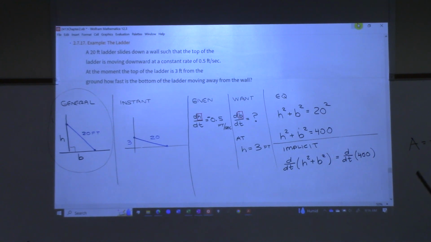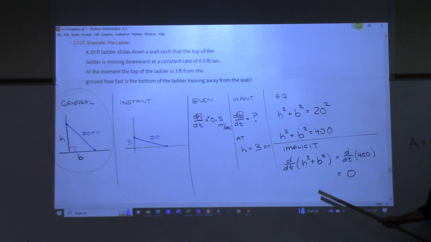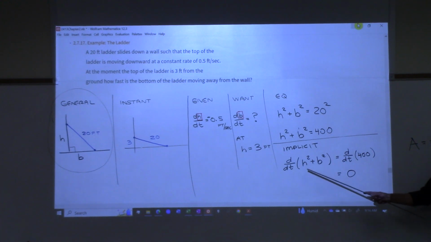Let's take the easier part, the right side. What's the derivative of a constant, regardless of what it's with respect to? 0 always, right? So the right side's 0. All right, on the left side, I have an addition between these two, right? So I can differentiate each one individually.